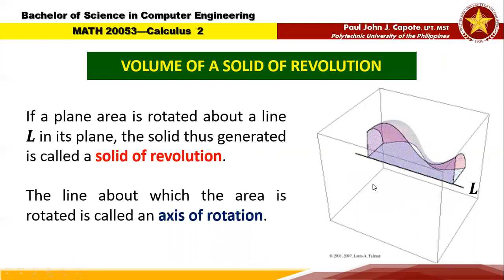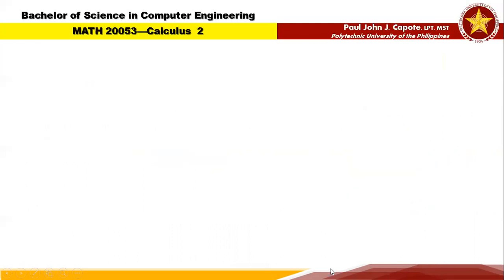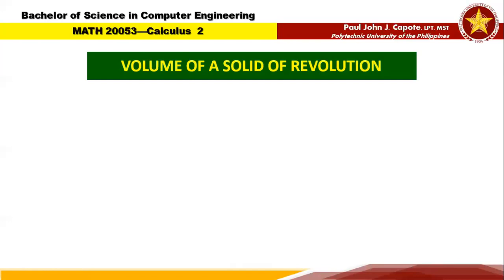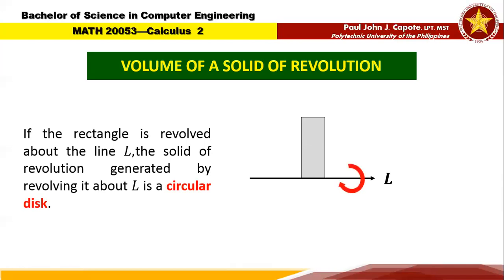We have this area, then we revolve it about the axis of rotation, which is line L, and we generate a solid, which is called a solid of revolution. Now, if the rectangle is revolved about the line L, the solid of revolution generated by revolving it about L is a circular disk.